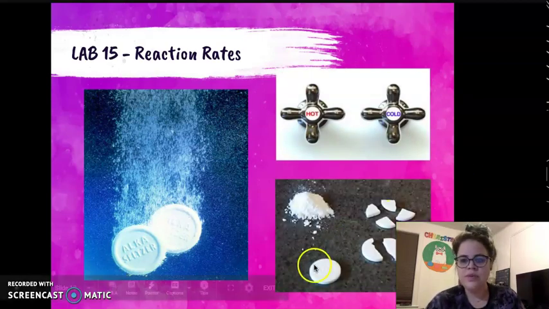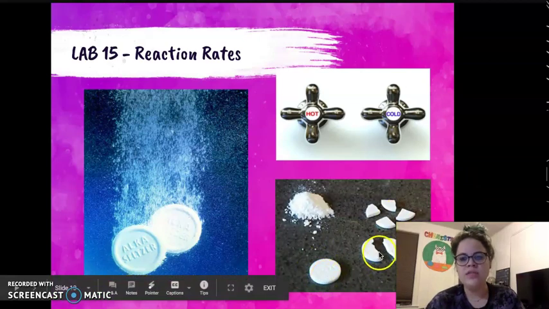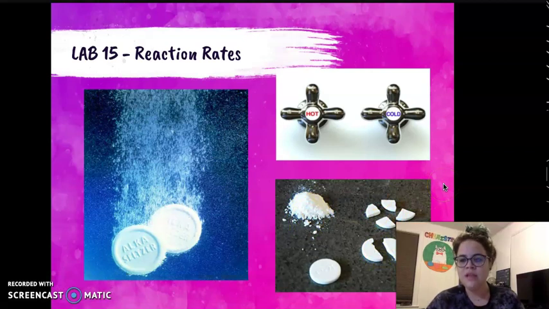So here you can see we have one full tablet broken into smaller pieces and then ultimately crushed here at the end. This is a lab that if you happen to have these materials at home, meaning just an Alka-Seltzer, different temperature water, and some cups or some beakers, you can actually do it on your own, or I'm going to have videos for each of the different variable changes for our lab today.